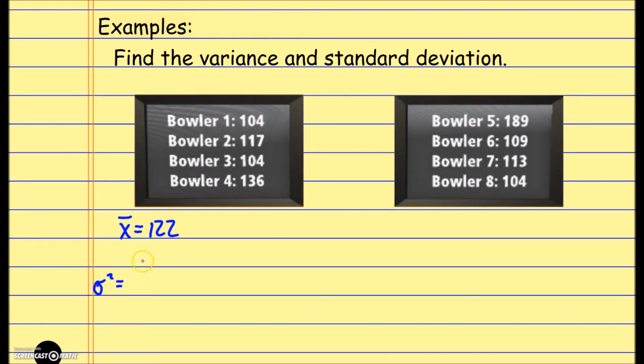So what I do is I take the first data value, which is 104, I subtract the mean, and I square it. And then I'm going to add, and now I take the next data value, the 117. I subtract the mean, and I square it. And then I do the same thing with the next one, and I just keep going until I've used up each and every one of these data values.